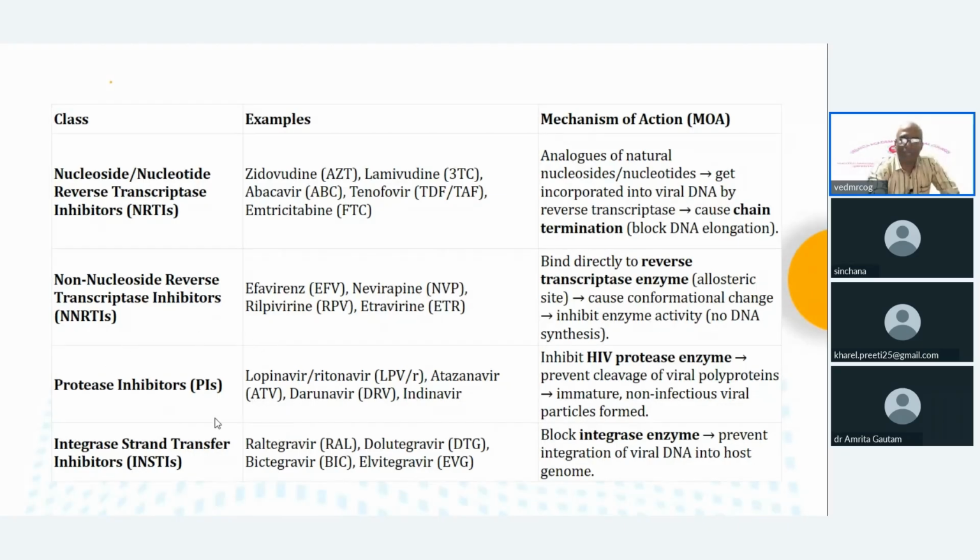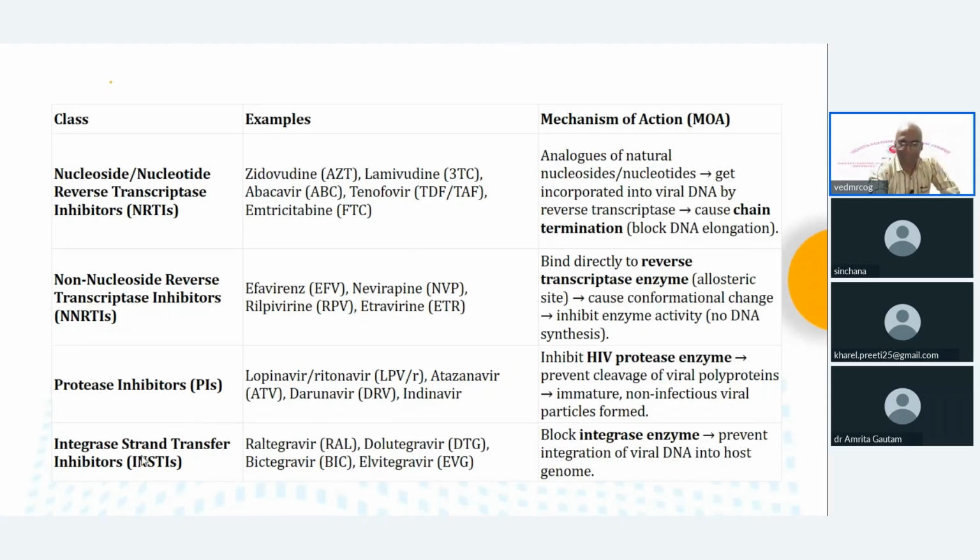Then coming to the PIs, that is protease inhibitors. These are lopinavir, ritonavir, atazanavir, darunavir, and indinavir. So remember these protease inhibitors are navirs. All navirs are protease inhibitors. Lopinavir, ritonavir, so all navirs are protease inhibitors. How do they act? They will inhibit the HIV protease enzyme, will prevent cleavage of viral polyproteins, leading to immature or non-infectious viral particles being formed. So they will act on the protease enzyme, and all navirs are protease inhibitors.